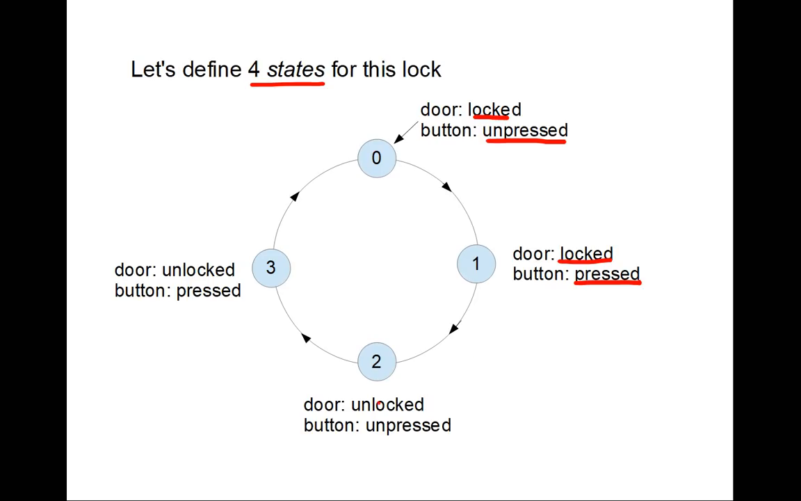And then the third state is going to be the door is unlocked now, and the button is unpressed. The fourth state is going to be the door is unlocked, and the button is pressed. And then from the fourth state, we go back to state 0. So the lock actually works by going around this circle of states in a clockwise manner. And so we're going to then say, well, how do I go from state 0 to state 1 or state 1 to state 2? Let's take a look at that.